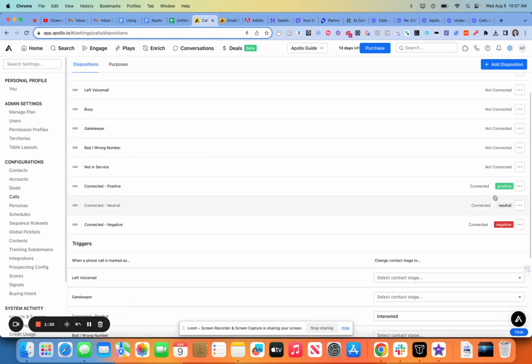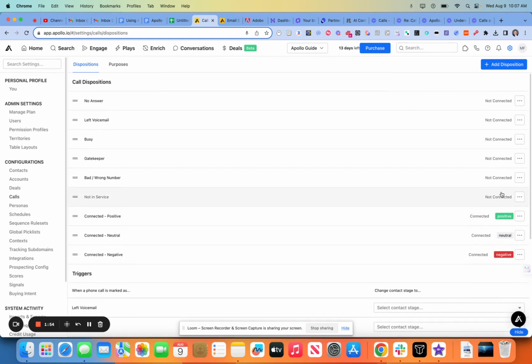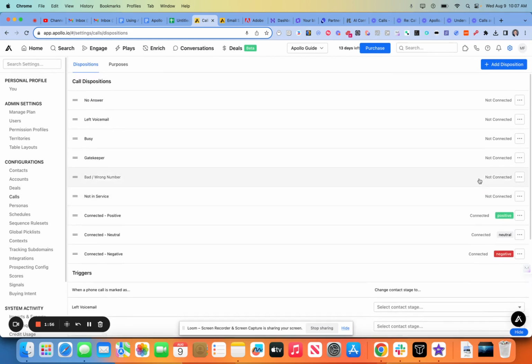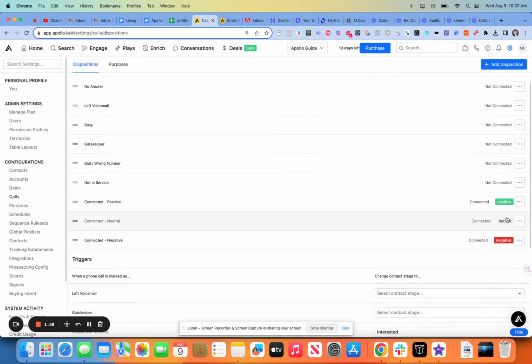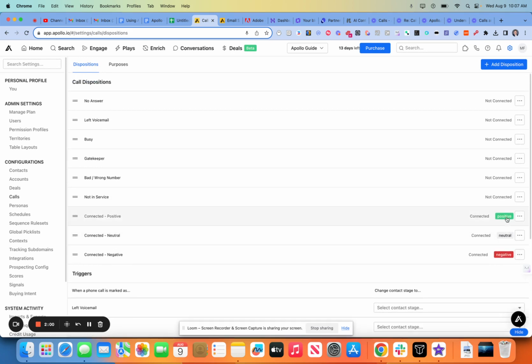Okay. The positive, negative, neutral, I think, is the second kind of characteristic of a disposition. Okay. So if somebody's marked positive, and let's just talk about why it's important to kind of separate these. Somebody's marked positive, right? We're going to want to remove them from a sequence, right? Which any connected call would do. So why differentiate positive and negative? Well, we're going to set up triggers based on positive versus negative.